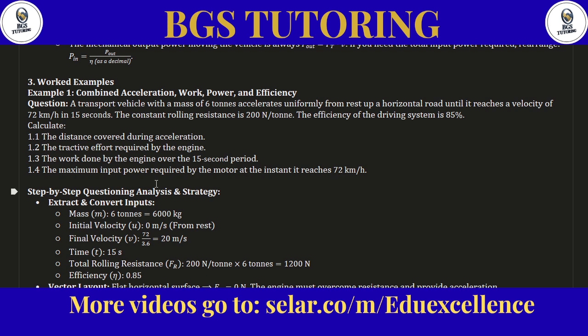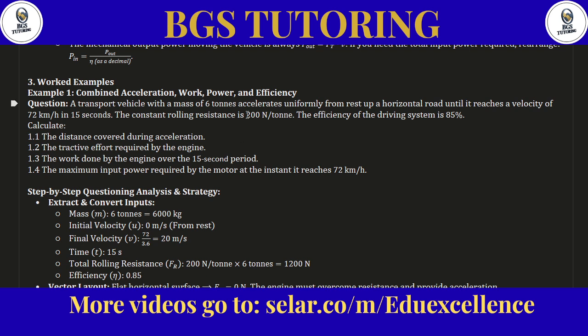The first thing you need to do is make sure that you list down your data, and your data has to be converted to SI units. So we have 6 tons, so 6 times 10 to the power of 3 kg. From rest, so initial velocity is 0. Then the final velocity is 72, and you divide by 3.6 to get meters per second. Then the time is 15 seconds.